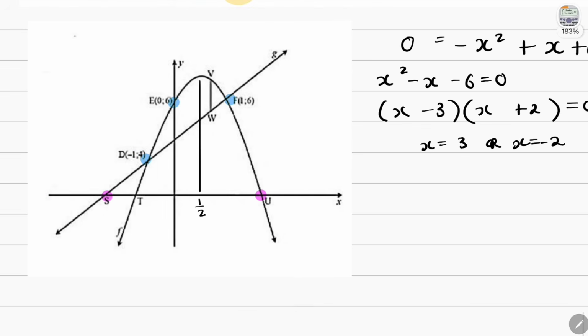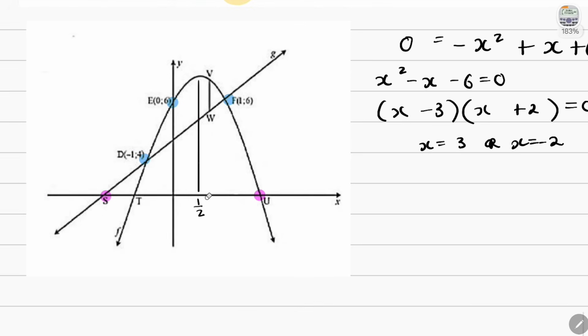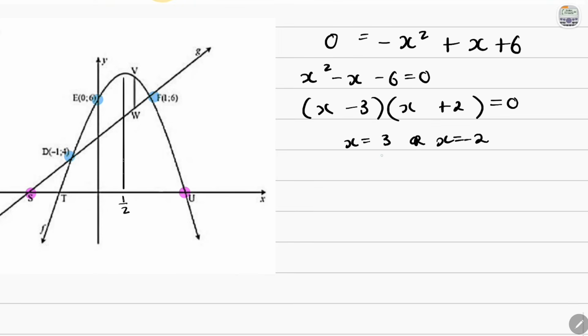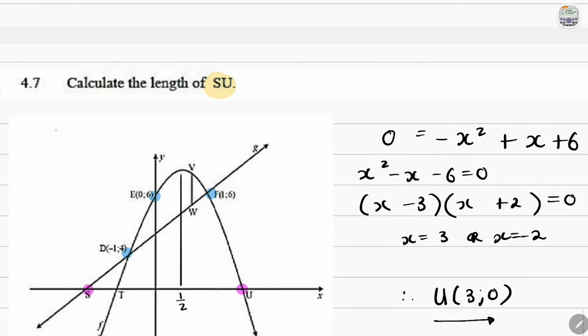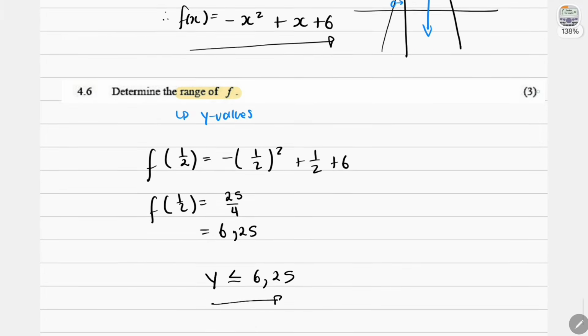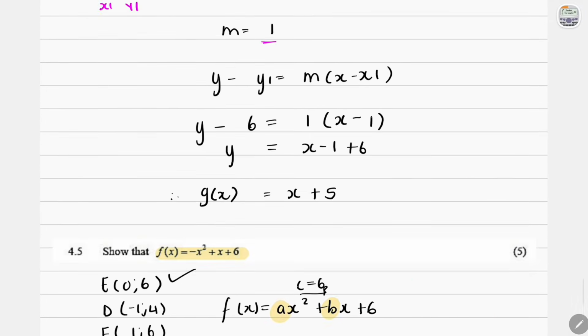Now, which one belongs to U? Because U is more to the right and it's positive, it is the positive 3. So it is U, U is (3, 0). So we know what U is. Now all we need to find is S. Okay, so find S and we'll use the graph of G, which we already found the equation of.